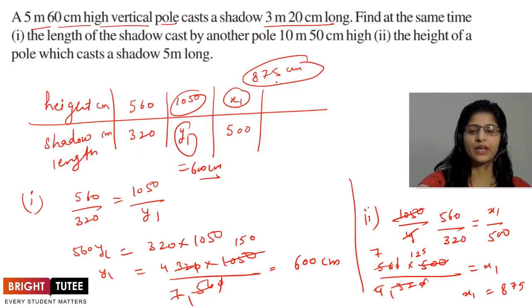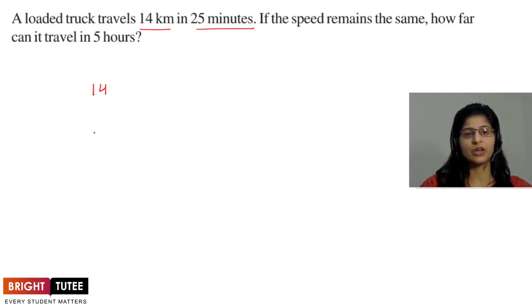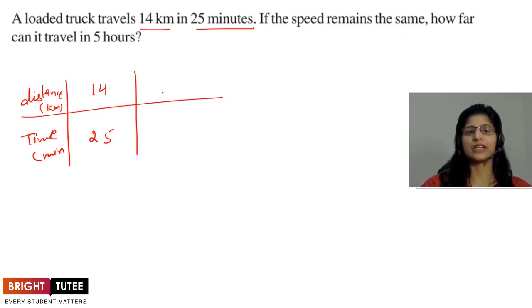Okay, moving ahead, here is another question. It says there is a loaded truck, and it travels 14 kilometers in 25 minutes. That means distance is given and that is in kilometer, and we are given the time, that is given in minutes. They're asking, if the speed remains the same, how far can it travel in 5 hours? 5 hours means how many minutes? 5 into 60, 300 minutes. They're asking how much distance it will travel.